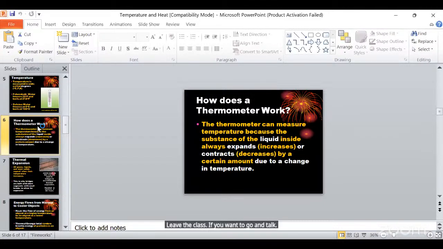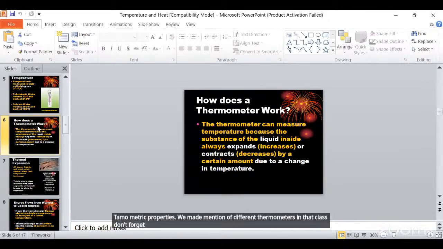So how does a thermometer work? Remember, we made mention of thermometric properties in the last class. We made mention of different thermometers in that class. Don't forget. What are the thermometric properties of a liquid in glass? Can you tell me? What are they?